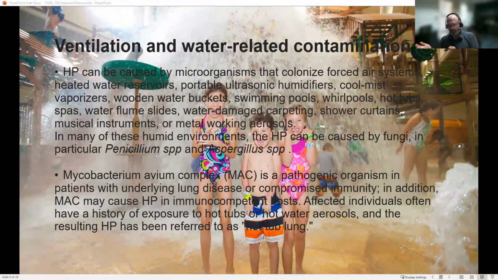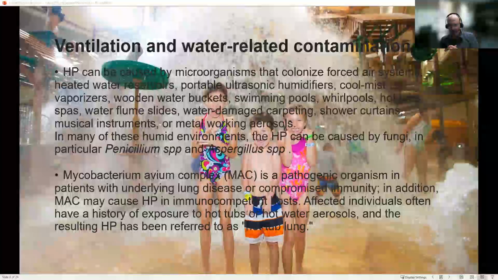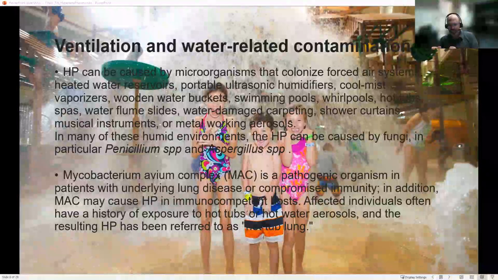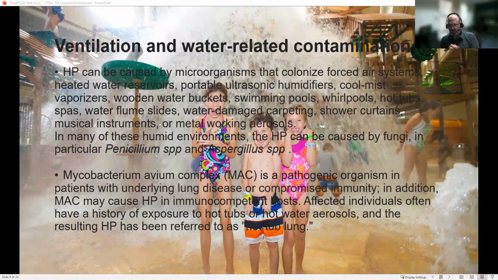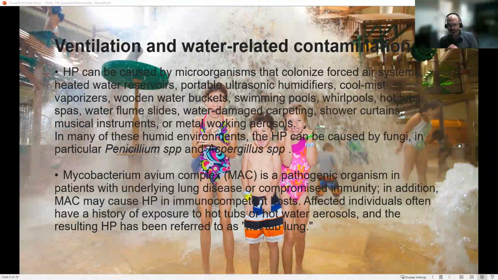There was one study about an indoor water park where about 60% of the lifeguards were affected, and it was from these sprayers because the sprayer heads were contaminated. Another piece when I was reading is that Mycobacterium avium complex can cause hot tub lung even in immune competent hosts.